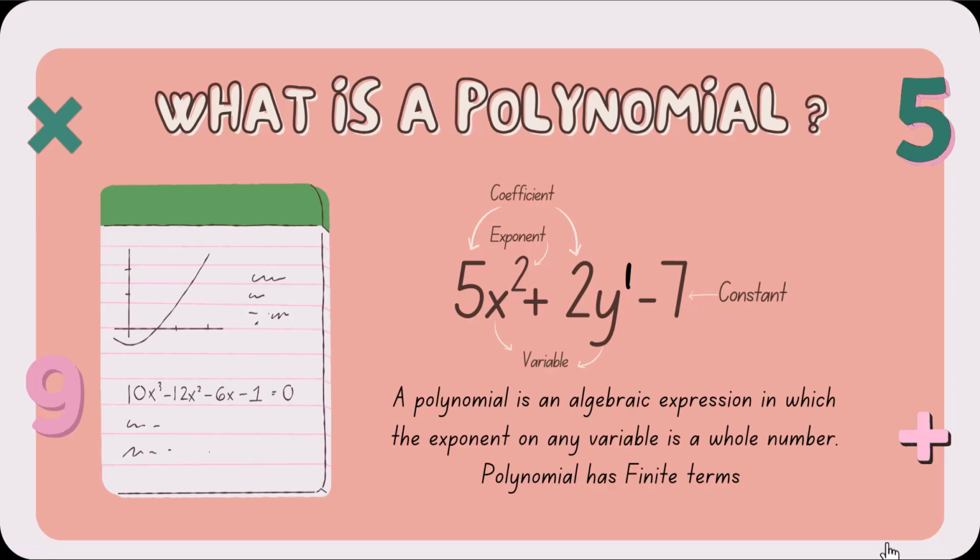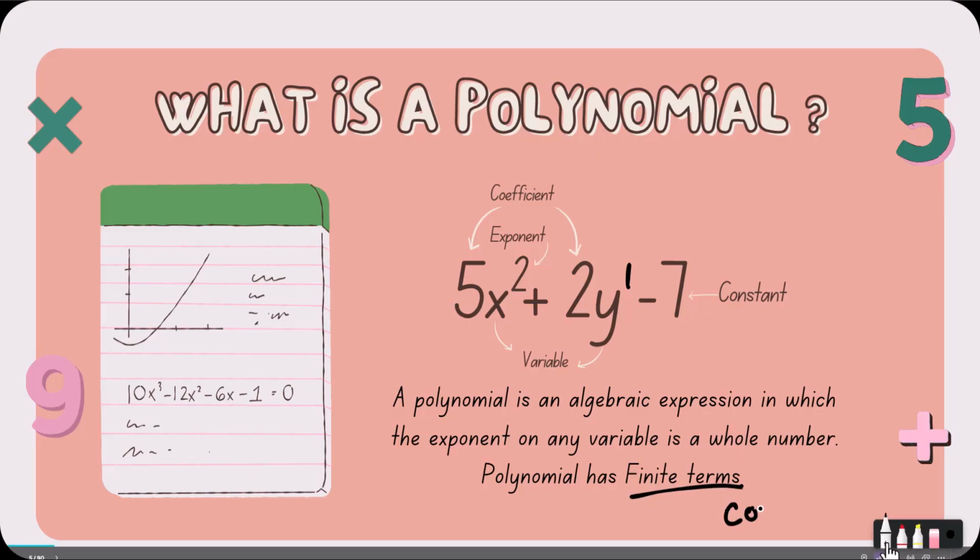Why is it so? Because a polynomial is an algebraic expression in which the exponent of any variable is a whole number. Now a polynomial has finite terms. What are finite terms? Finite terms means countable terms. Here you can count the number of terms: 1, 2, 3. There are 3 terms. But there might be questions like x raised to 1 plus x raised to 2 and so on, with dot dot dot, which means it keeps on going. This is not a polynomial.